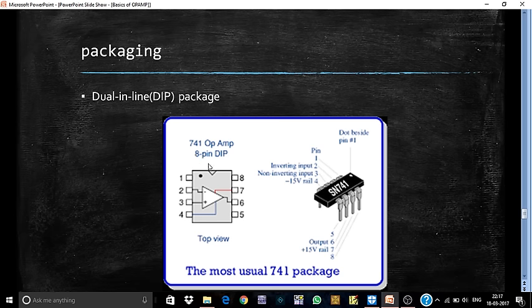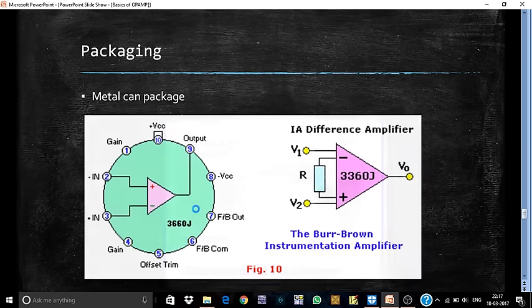And this is the internal circuitry diagram of a 741 op-amp. And see, here is a knob indicating the starting position, and this is the metal can package of op-amp. It basically contains 10 terminals: gain, positive input, negative input (positive input in the sense non-inverting, negative input in the sense inverting), offset trim, feedback out, minus VCC, output, and a supply to work this op-amp. And this is the inverting terminal, the non-inverting terminal, and this is the output.